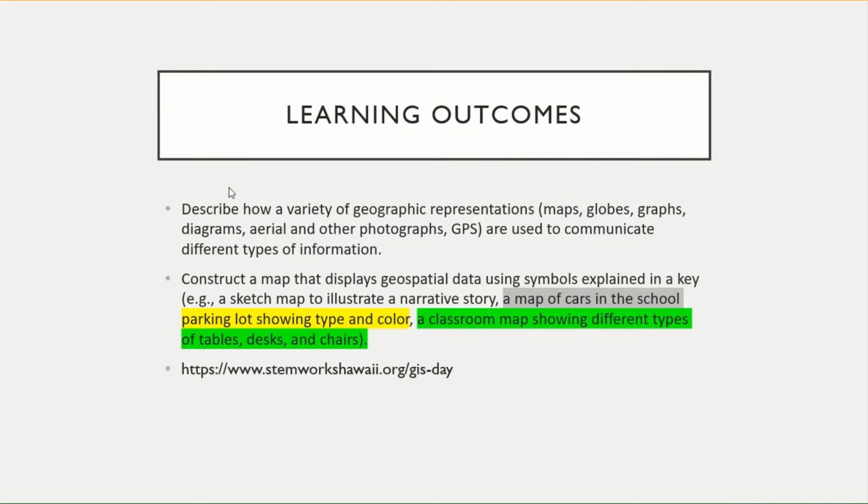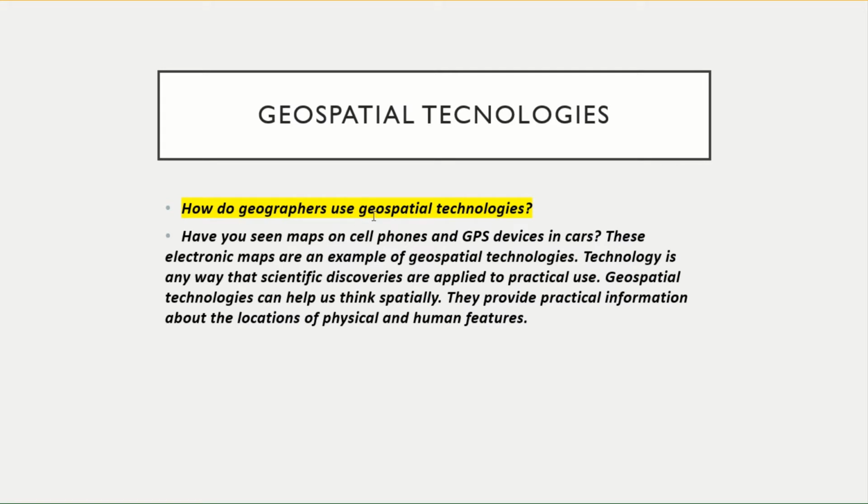So first, we need to understand what geospatial technologies are in simple words. How do geographers use geospatial technology? Have you seen maps on cell phones and GPS devices in cars? These electronic maps are an example of geospatial technology. In simple words, geo means earth, and spatial is especially about space, data, shape and size. So these technologies think like that.